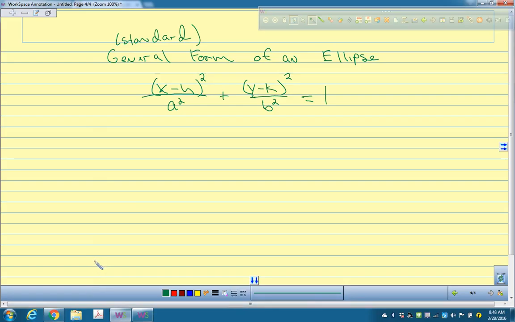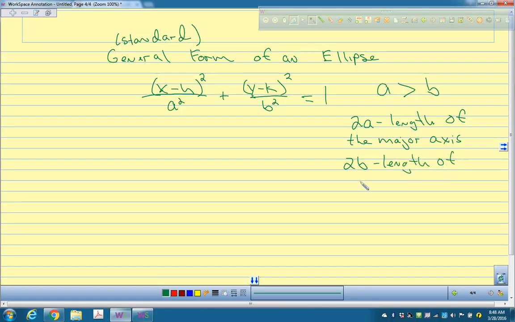Okay? Now ellipses come up in different forms, but if it's in this form, h and k tells you something specific, and a and b tells you something specific. A is always greater than b. So a is always a bigger number than b because 2a is the length of the major axis. And 2b is the length of the minor axis.